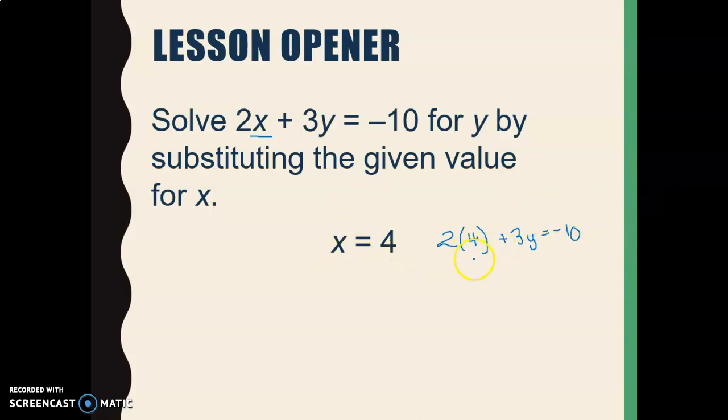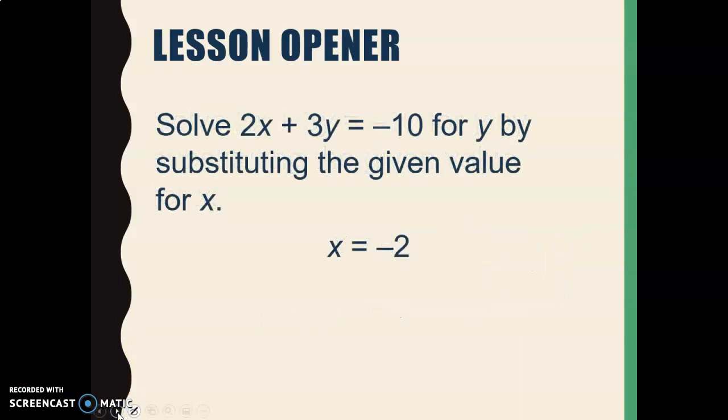All right, hopefully by now you've simplified that on your own and you got 8 plus 3y equals negative 10. You then wanted to isolate the 3y, so we've got to subtract 8 from both sides, which gives us 3y equals negative 18. And then finally, y is being multiplied by 3, and the way that we isolate the y is to divide by 3. And when we do that, we get y equals negative 6.